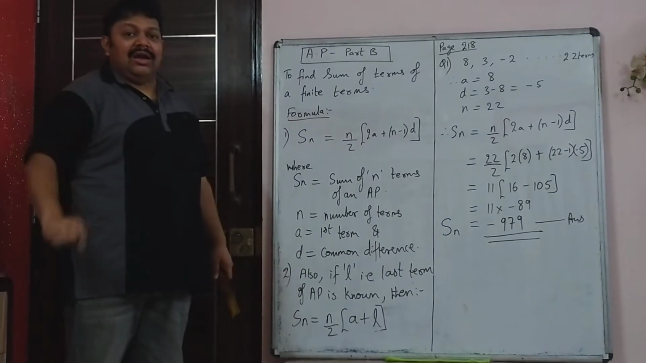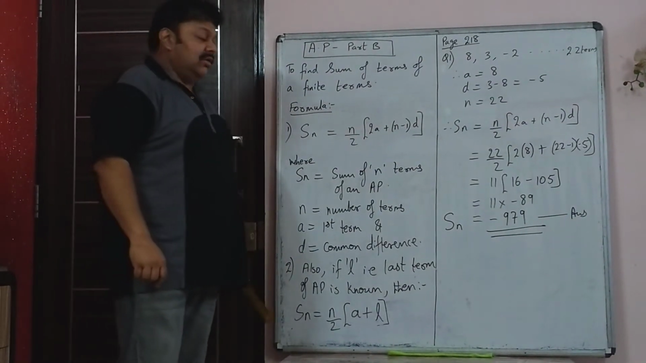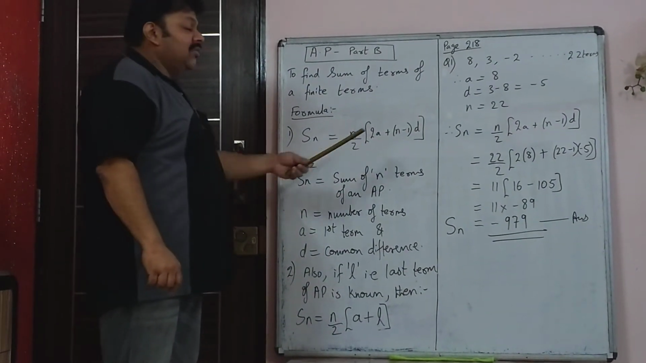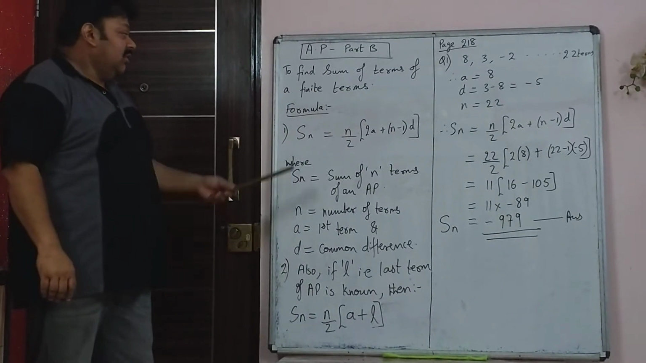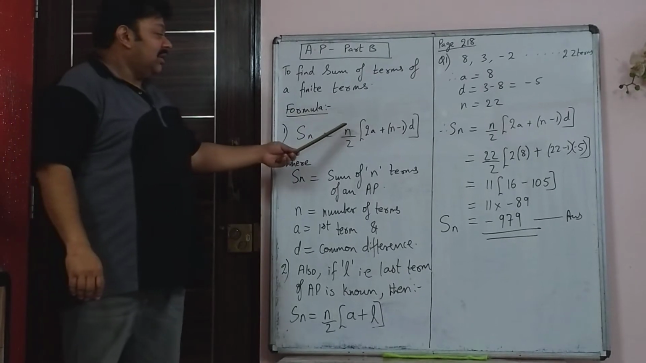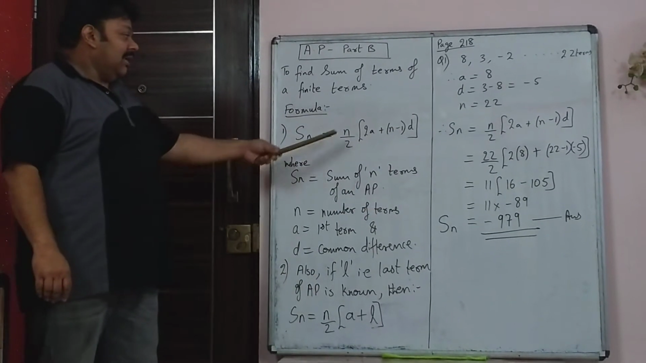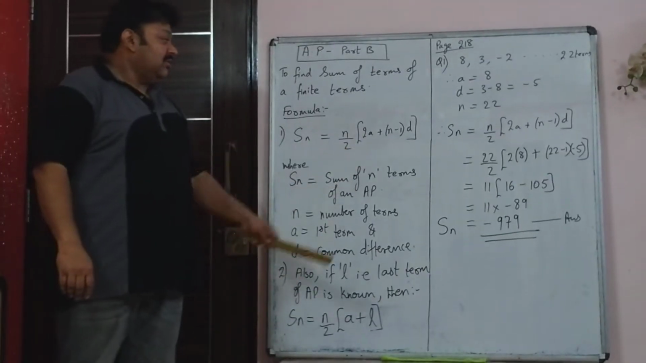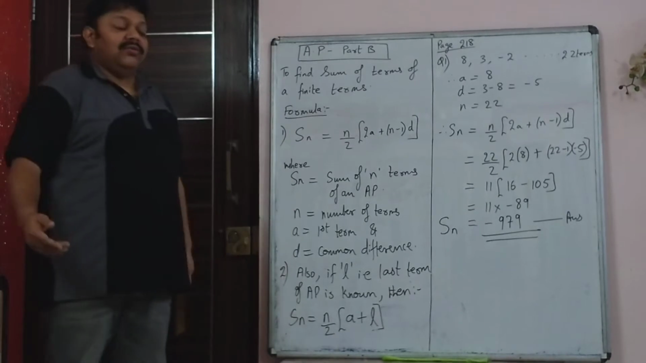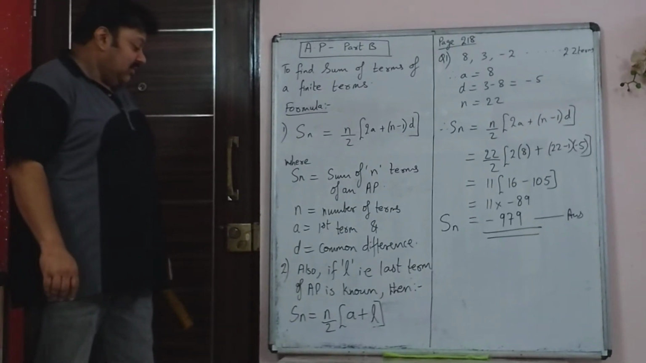Rather than physically adding up all those terms, we will find the sum of all the terms, irrespective of how large the number of terms is. So the sum of n terms is given by the formula Sn = n/2 [2a + (n - 1)d], where n is the total number of terms, a is the first term, d is the common difference, and Sn stands for the sum of all the n terms.